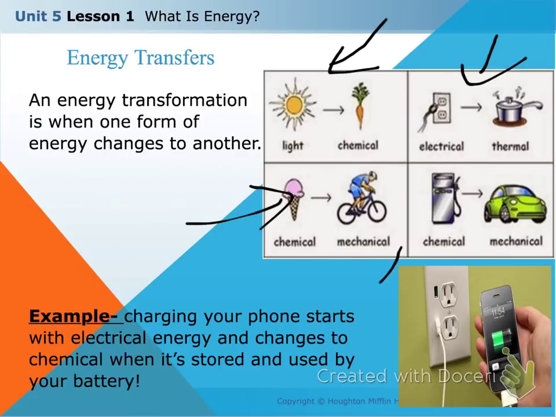And then the last example here is chemical energy to mechanical, by you putting gas inside of your car and that reaction taking place to make your car start to move after it's been stopped. Okay? And then the example that hopefully all of you can relate to is charging your phone, because it starts with electrical energy because you got to plug it into the outlet. And then that changes to chemical energy when it's stored, because we get our energy from the battery in our phone, right?